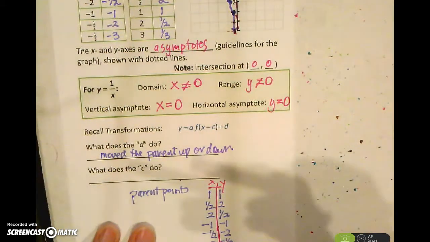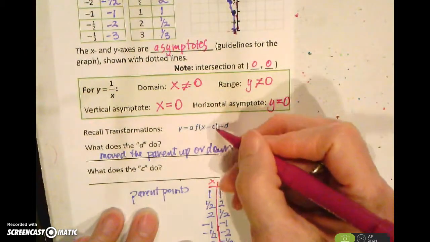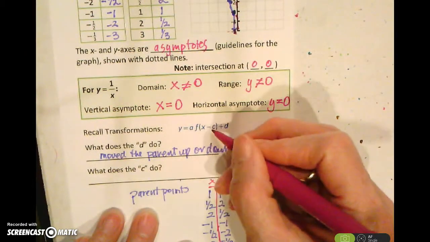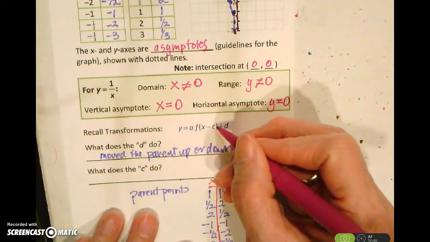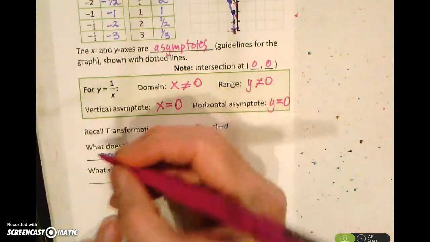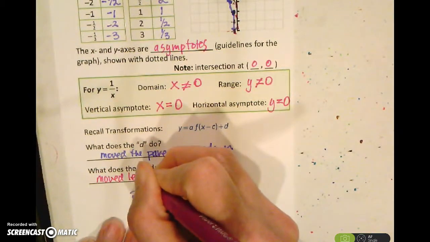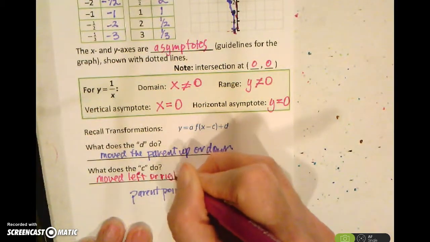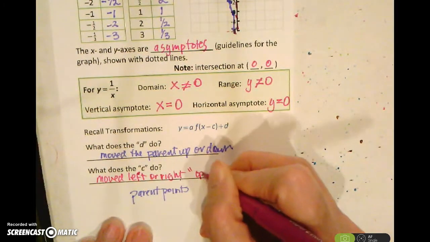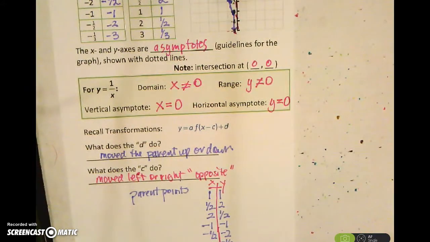Then what happened whenever we added something inside of a parentheses with the x? Remember that if it was inside the parentheses with the x, it moved it left or right, but it always went the opposite of what we thought. So it moved the parent left or right, and we'll put opposite of what you would think.